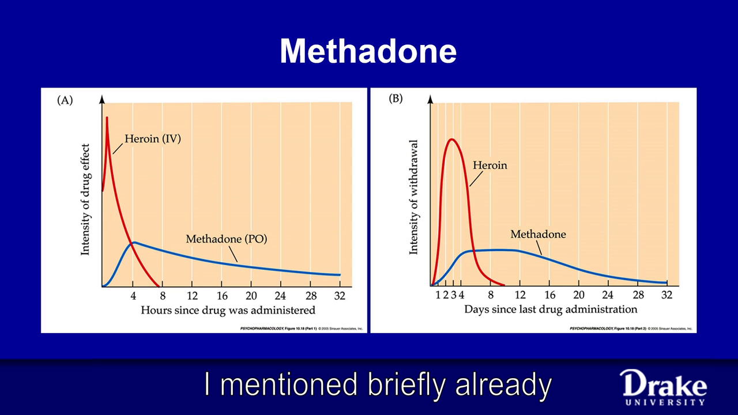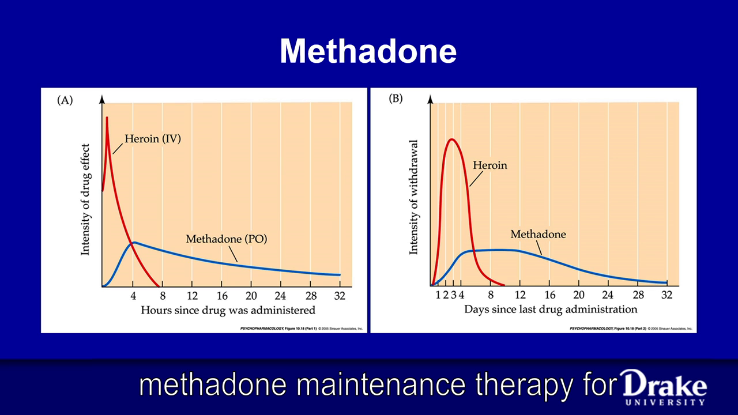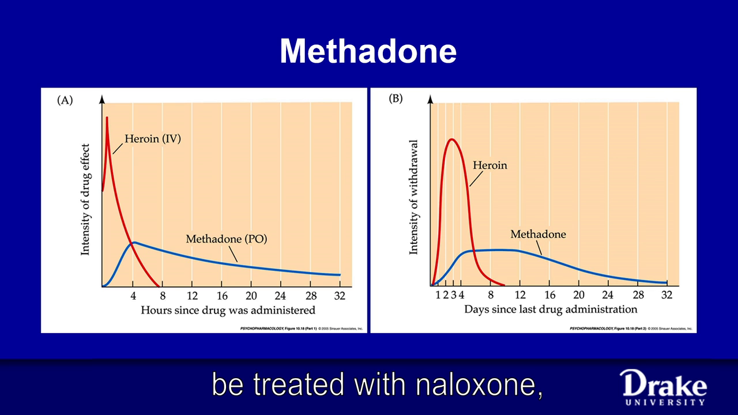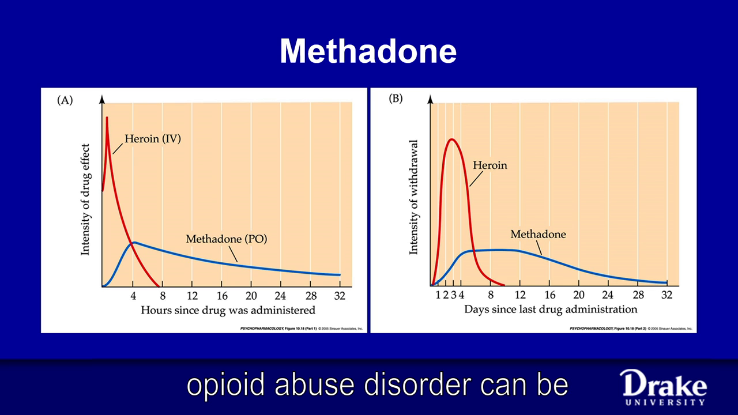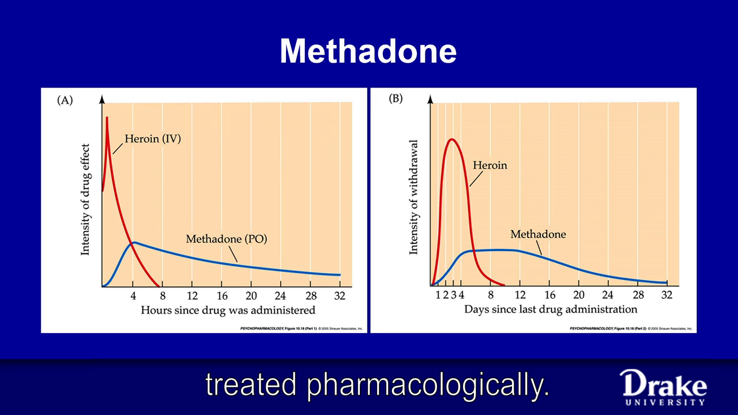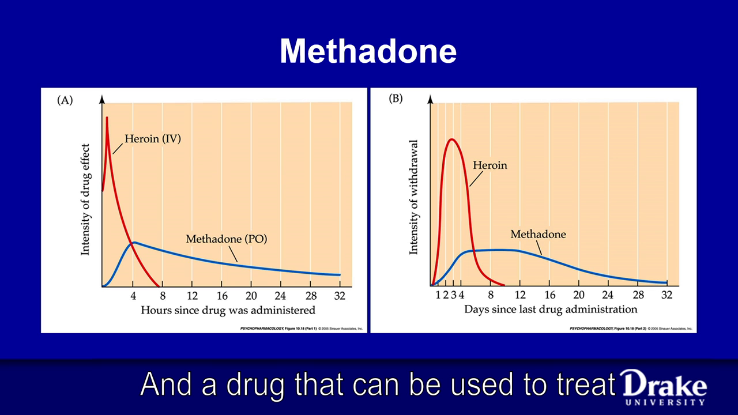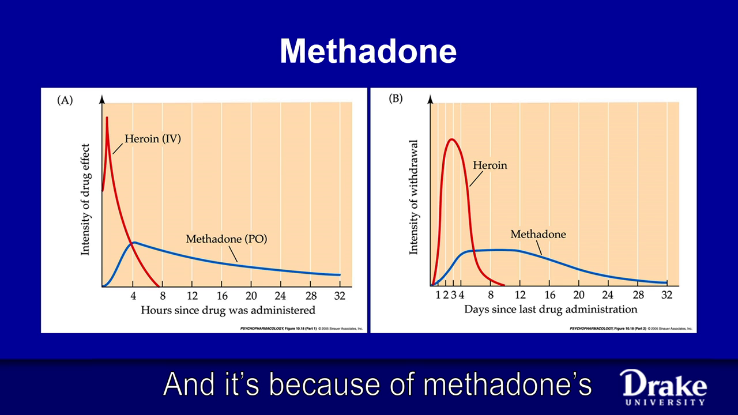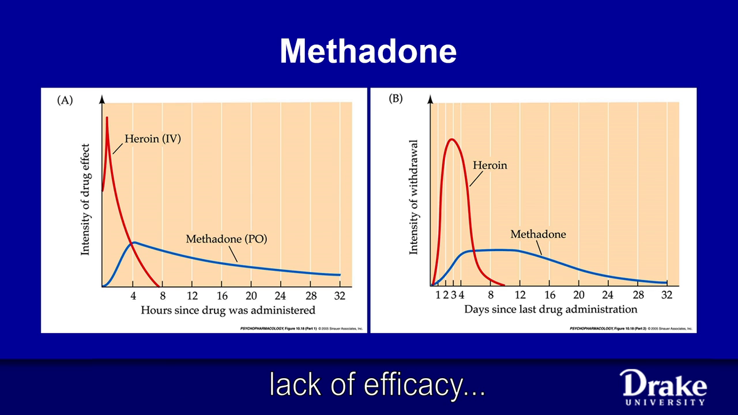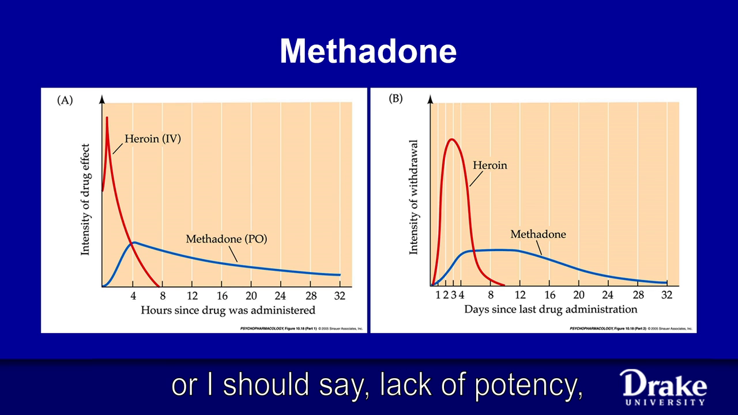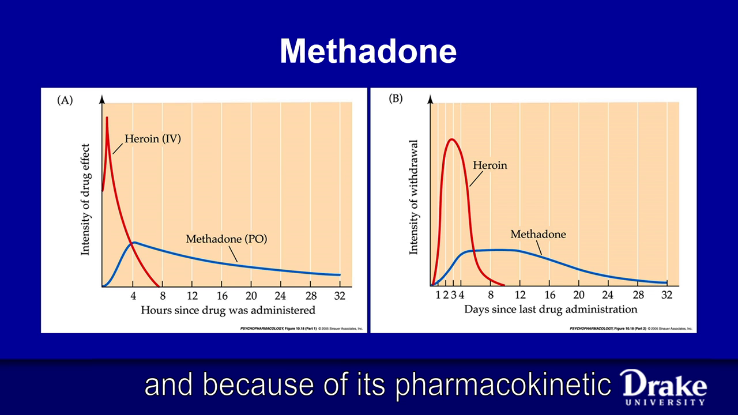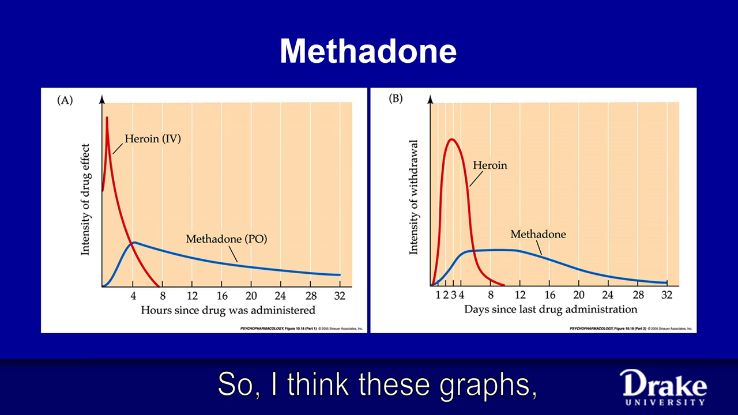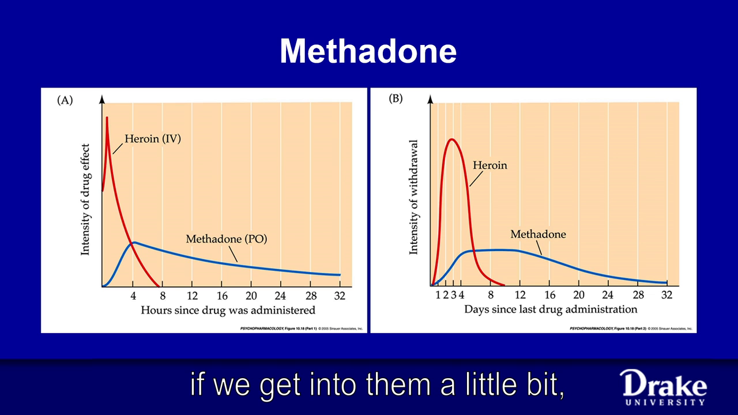I mentioned briefly already methadone maintenance therapy for the treatment of opioid addiction. So not only can opioid overdose be treated with naloxone, opioid use disorder can be treated pharmacologically. And a drug that can be used to treat opioid use disorder is methadone. And it's because of methadone's lack of efficacy, or I should say lack of potency, and because of its pharmacokinetic characteristics that make this work. So I think these graphs, if we get into them a little bit, help illustrate this point.